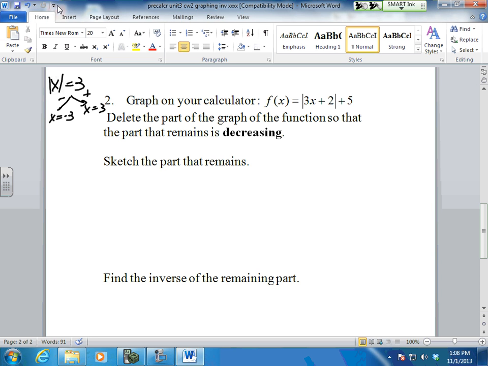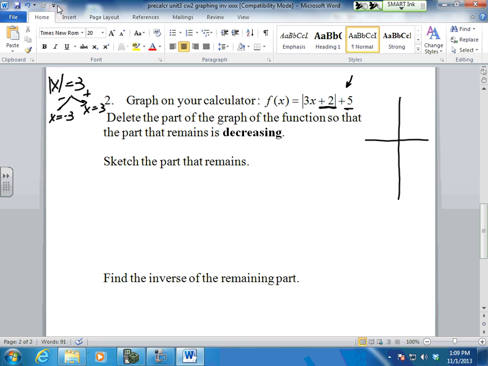What's your core graph? What's your parent graph for this? Absolute value of x. So which way is this going? Left 2. Up 5. So what quadrant are we going to turn? Quadrant 2. This came off of this. It went left 2. So somewhere up here, we're going to turn.